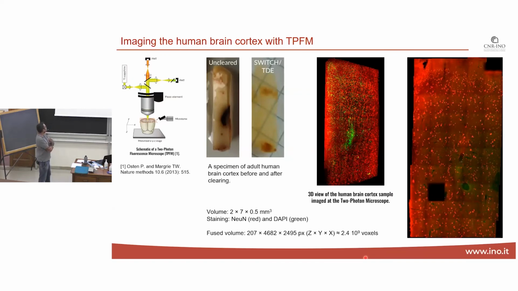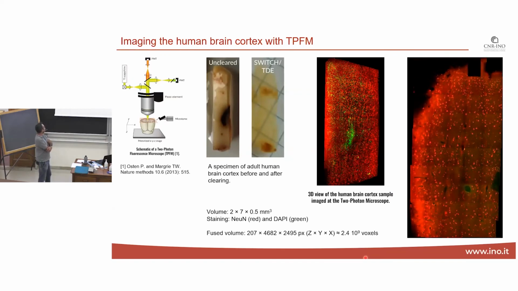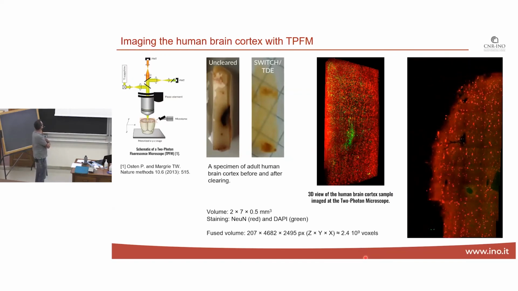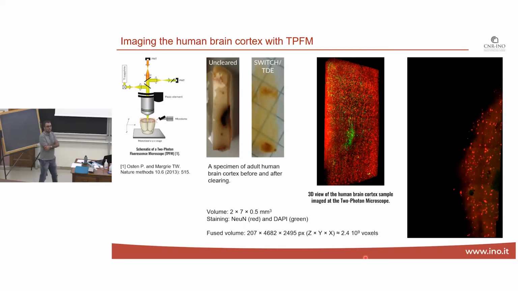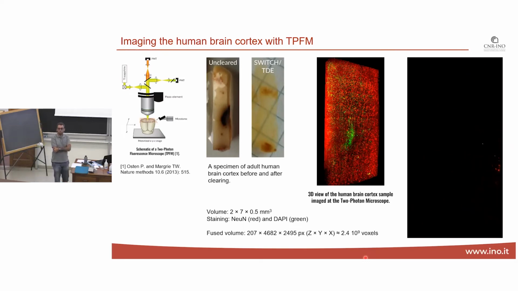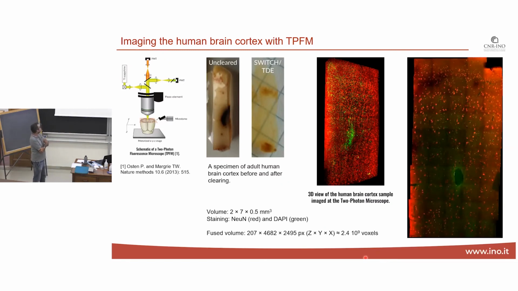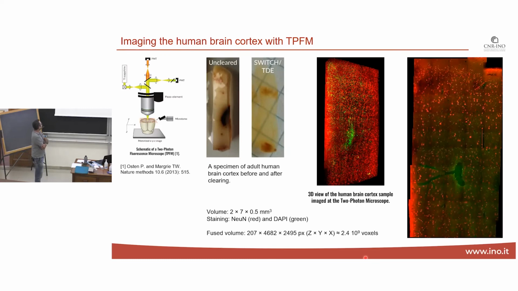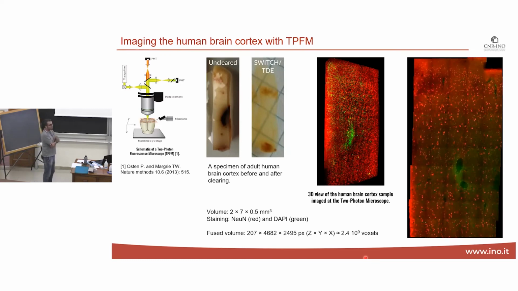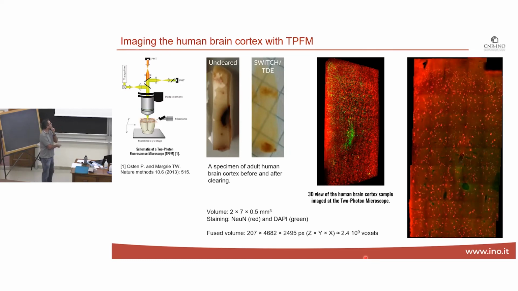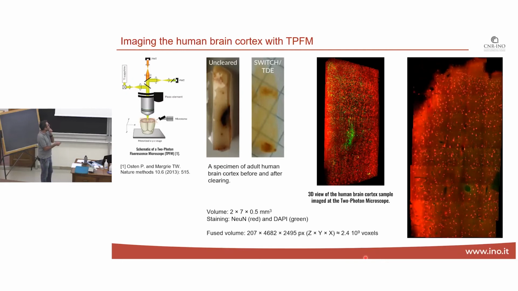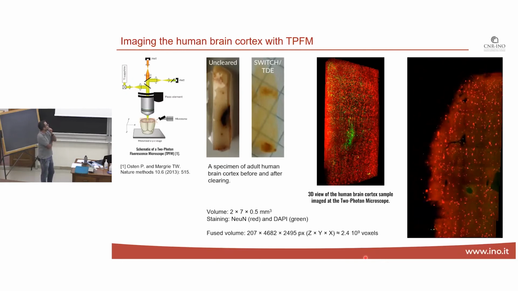This is a piece of human brain cortex. This comes from surgery. Before and after optical clearing. In this case, we used the 2-photon microscope, not light sheet in this particular example. And this is the 3-dimensional reconstruction of this sample here.